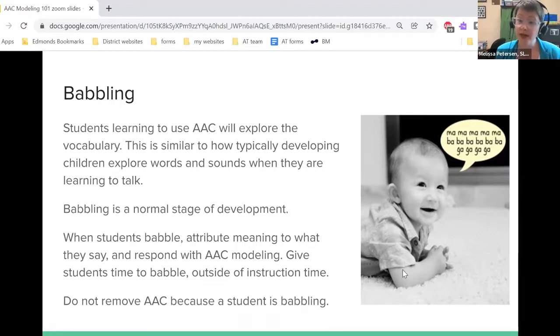So when students do that, because I assure you they will, the same way that if we were talking with a little kid who was doing that, attribute meaning to what they say, give them lots of time, and let them carry on with it.